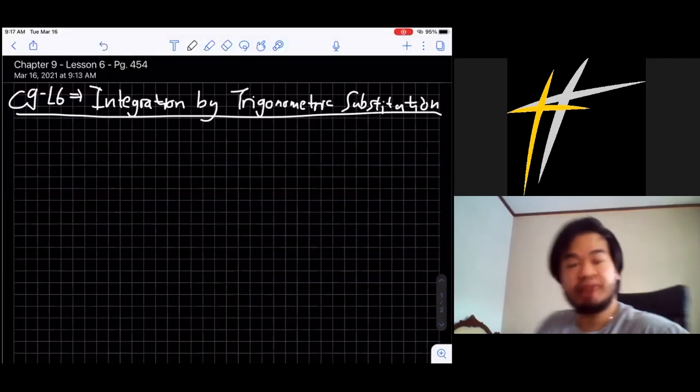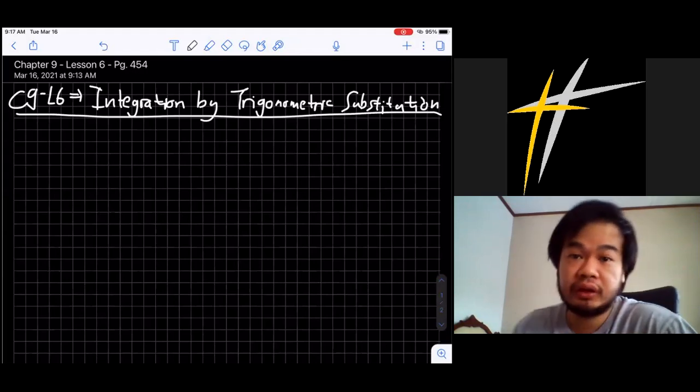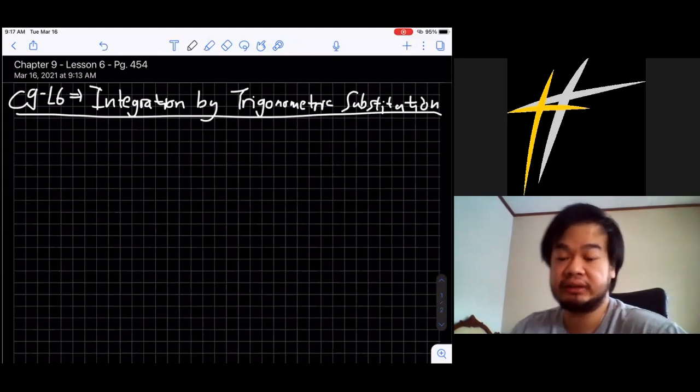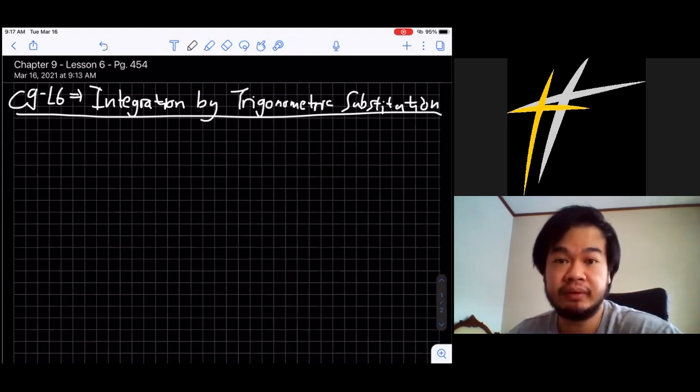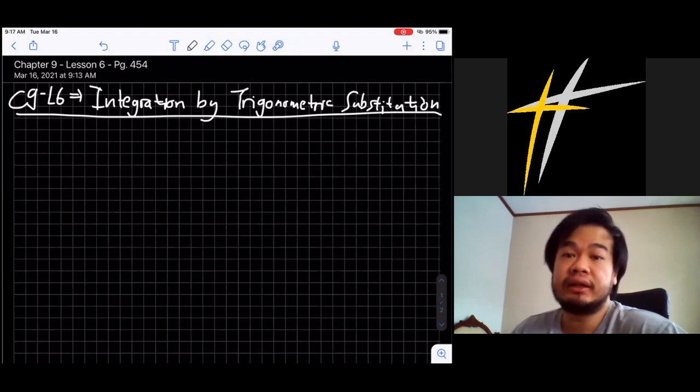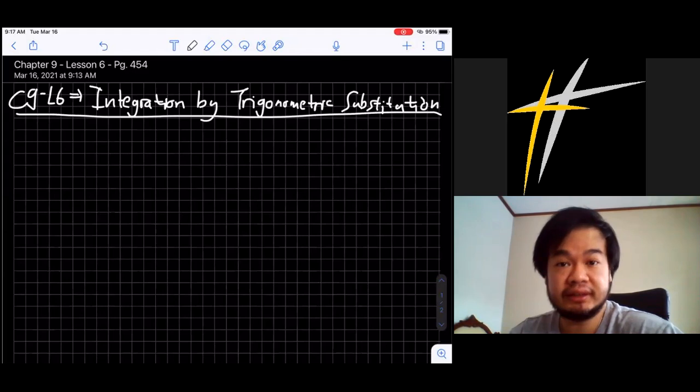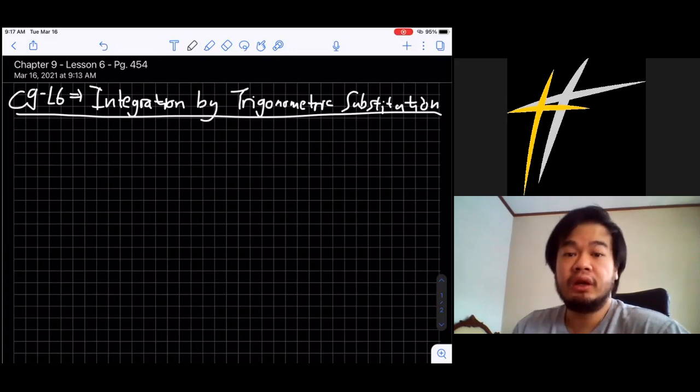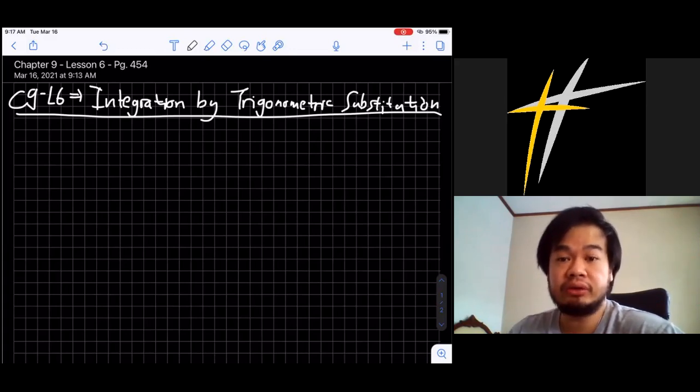Okay, good morning everyone. So now we're going to continue our lesson into chapter 9, lesson 6, integration by trigonometric substitution. So, a quick review. So far we have learned these techniques. The first one is the algebraic substitution method, and the second one is integration by parts. The third one is integrating special powers of trigonometric functions. And this is the fourth one: integration by trigonometric substitution.